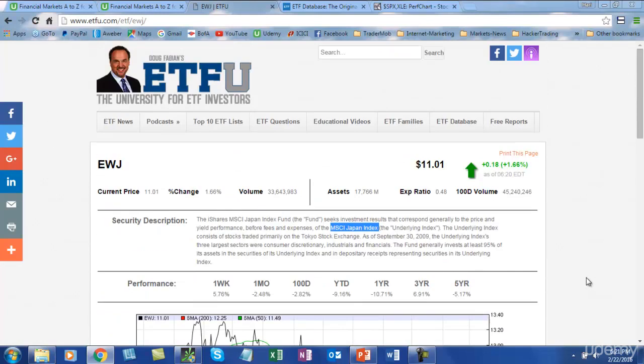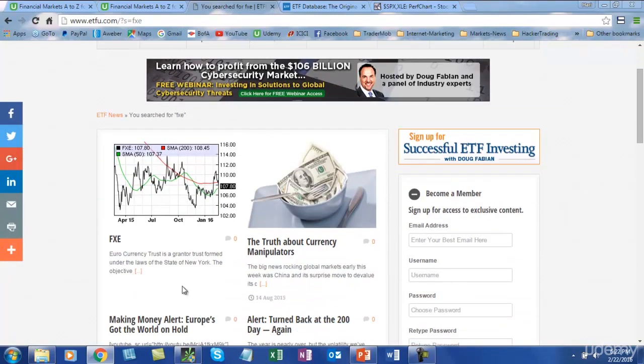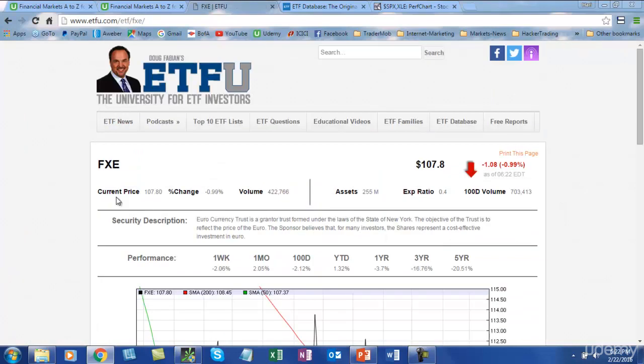Now, let me also show you a currency ETF. FXE is the Euro ETF, the Euro currency ETF. The ETF is trading at around 107. If you look at the Euro itself, it tracks the price of the Euro. So if you look at the Euro itself and the dollar, you would see that the dollar Euro currency rate, the Forex spot currency rate would be 1.078. It closely tracks the euro price.